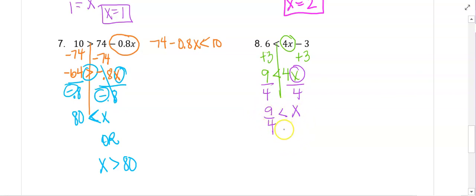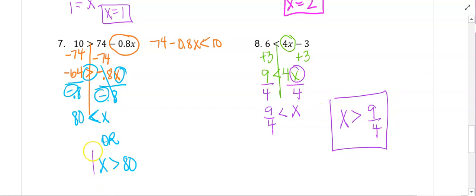So now let's talk about how we rewrite this. I want that x on the left because we want our letters on the left. That's our natural progression. So on this one, it's eating the x. It's saying x is bigger. It's eating the bigger number. So x is still bigger, so I'm still there over 9/4. And that would be your correct answer. And that's it for those.